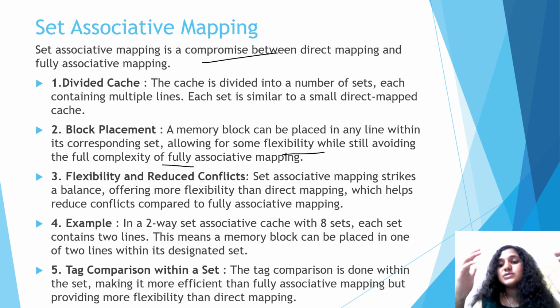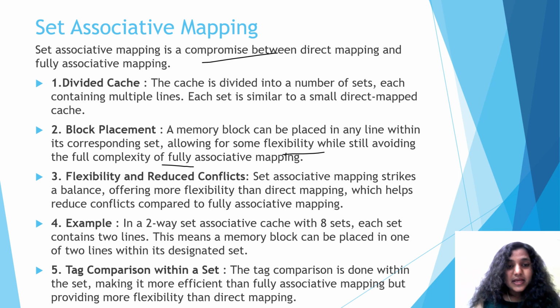So set associative mapping is a compromise between direct mapping and fully associative mapping. Flexibility and reduced conflict: set associative mapping strikes a balance, offering more flexibility than direct mapping, which helps reduce conflicts. Since this is a compromise between the two types of mapping function, we get the flexibility of associative mapping. And the direct mapping has conflicts, but this doesn't have any conflicts. That is the advantage of set associative mapping.